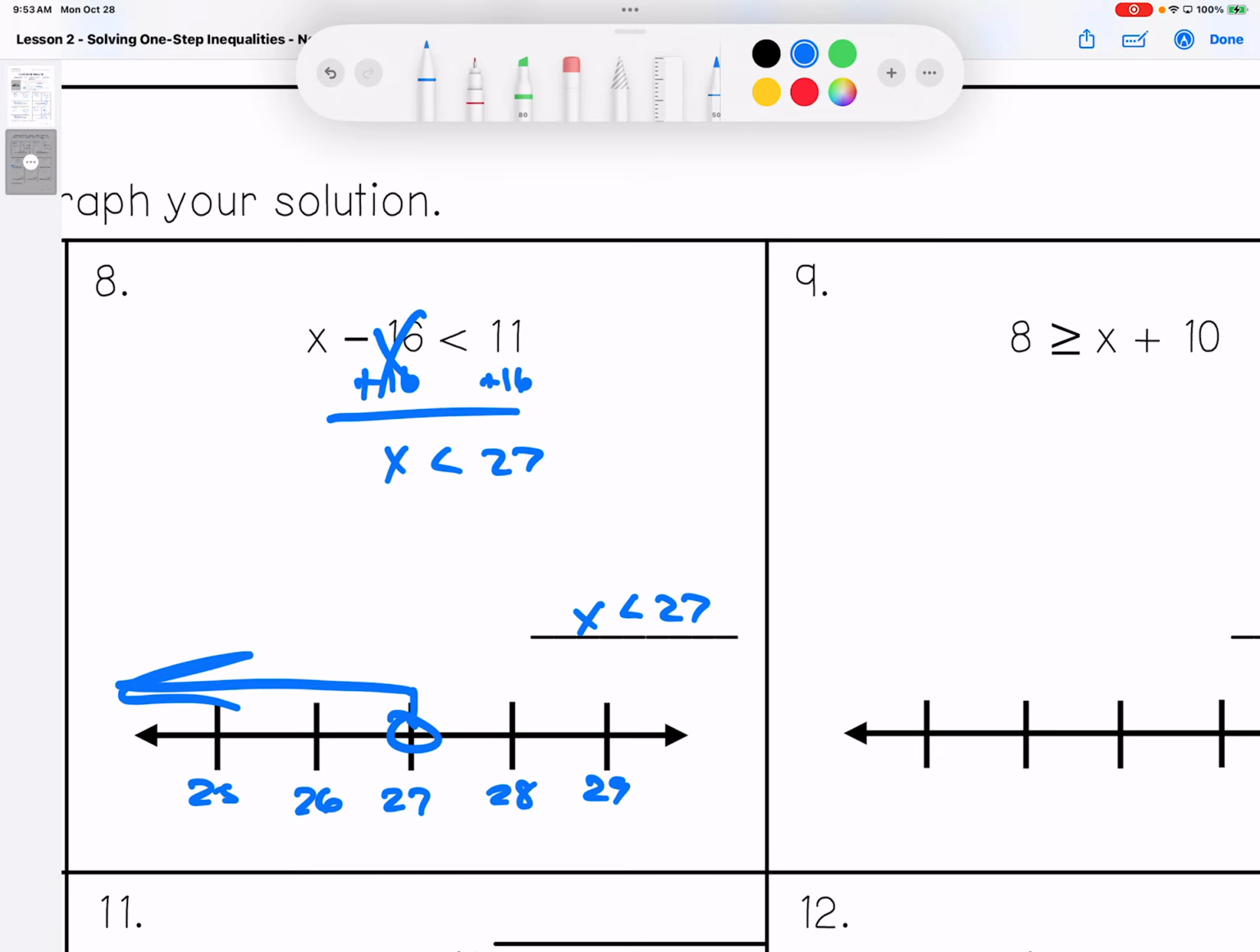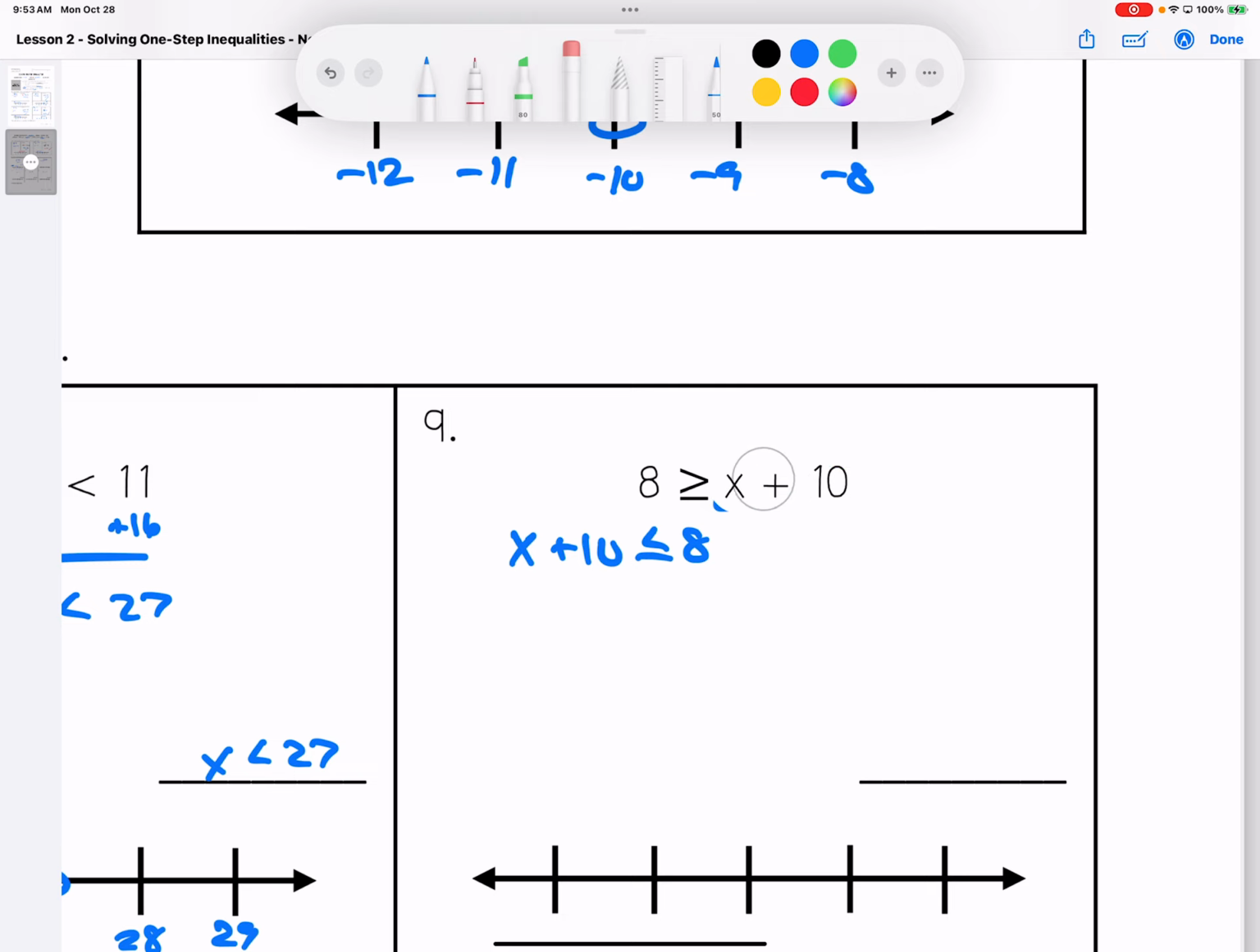If the variable is not on the left, and you don't like working with that, we can flip this whole thing, okay? We can leave this here. Since you're going to flip that to the other side, you got to flip the sign. So x is greater than still. All right, so I went ahead and flipped it.